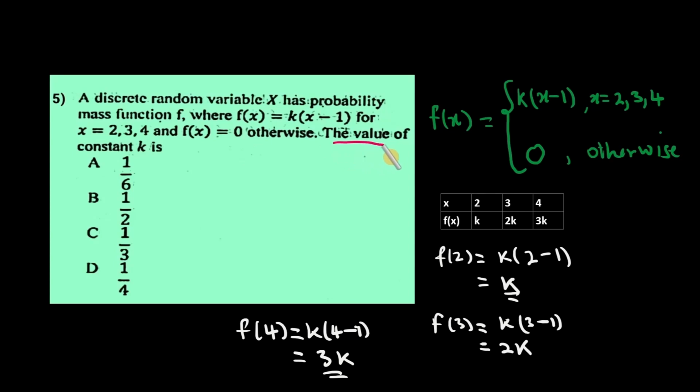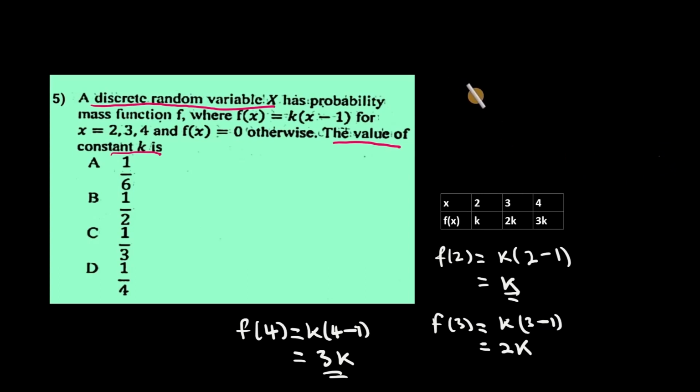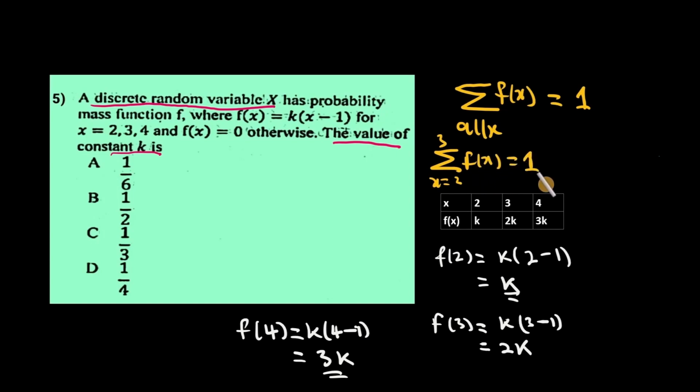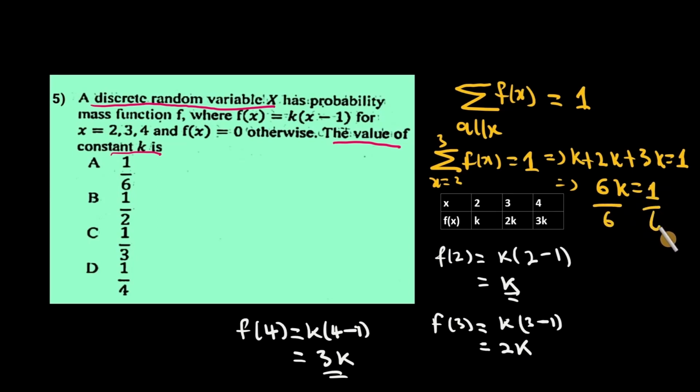As from the question, we are required to find the value of the constant k. From the question, x is said to be a discrete random variable. For x to be a discrete random variable, the summation of all f of x should be equal to 1. That is, the summation from x equals 2 to 4 of all the f of x should be equal to 1. That means k plus 2k plus 3k should be equal to 1. That is, k plus 2k is 3k, 3k plus 3k is 6k, equal to 1. Now I divide both sides by 6, 6 here 1, 6 here 1. So k is equal to 1 on 6. From the options, the letter with the value 1 on 6 is A. So this is the correct answer.